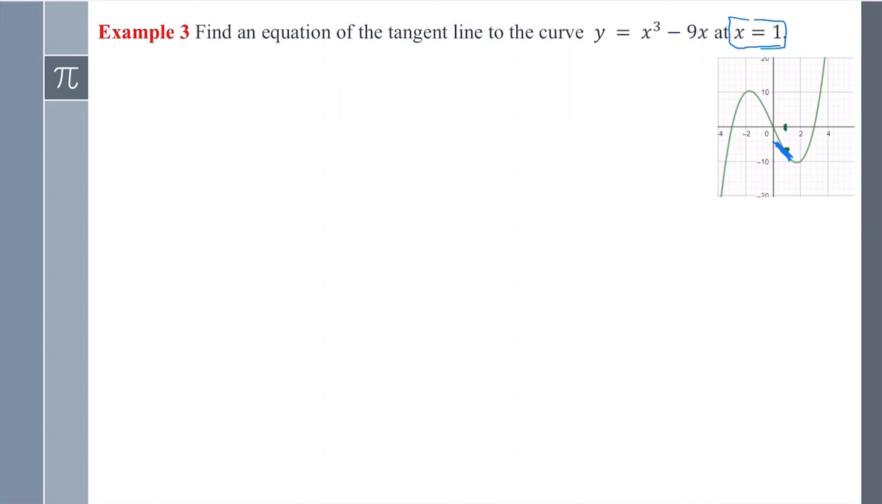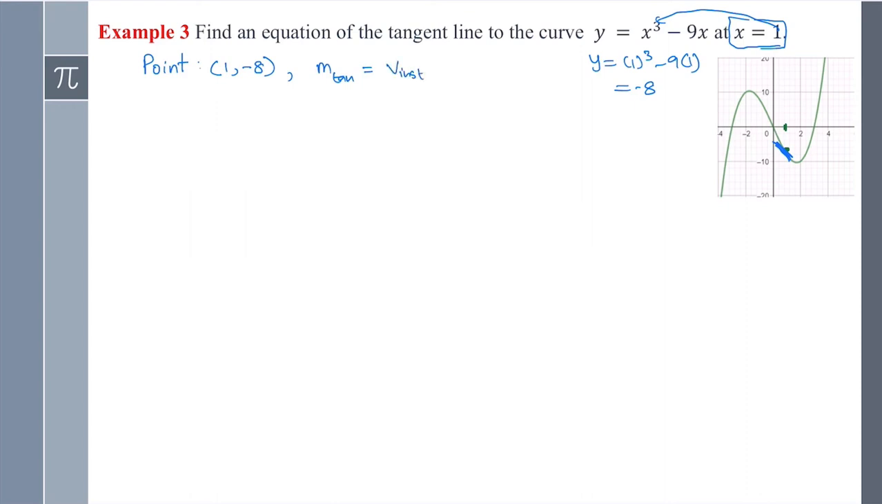As x equals 1, what's the value of y? We substitute that over here, and we find y equals 1 cubed minus 9 times 1, and that is negative 8. So the point where we are finding the tangent line, also called the point of tangency, is 1 comma negative 8. Now what we need next is the slope, and the slope of that tangent line is approximated by the instantaneous velocity.